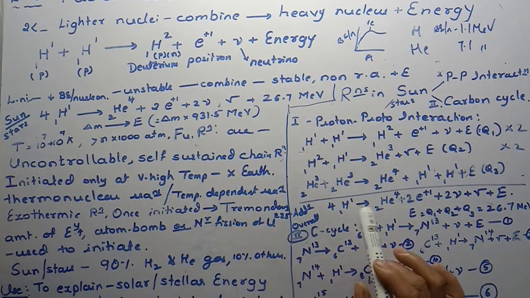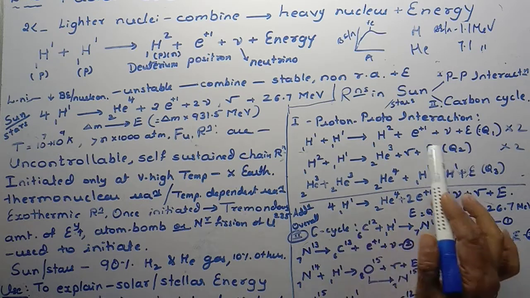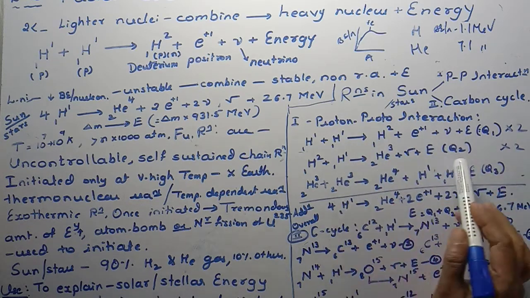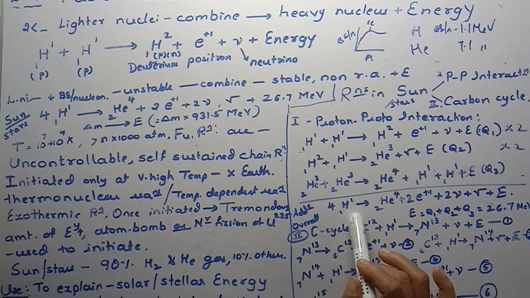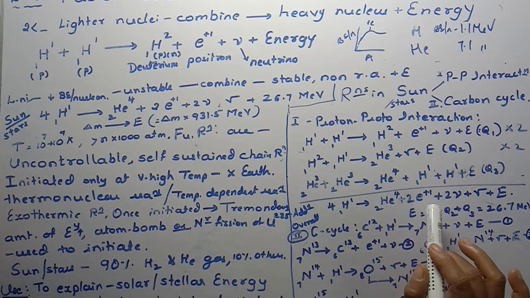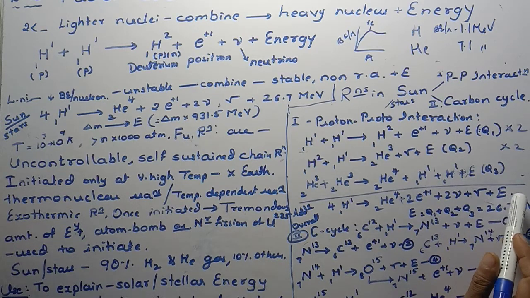Another way: when all the steps are added, the first step multiplied by 2, the second step multiplied by 2, and on adding you get this reaction: 4 hydrogen atoms give helium, 2 positrons, 2 neutrinos, gamma radiations, and a large amount of energy, equal to 26.7 mega electron volt.